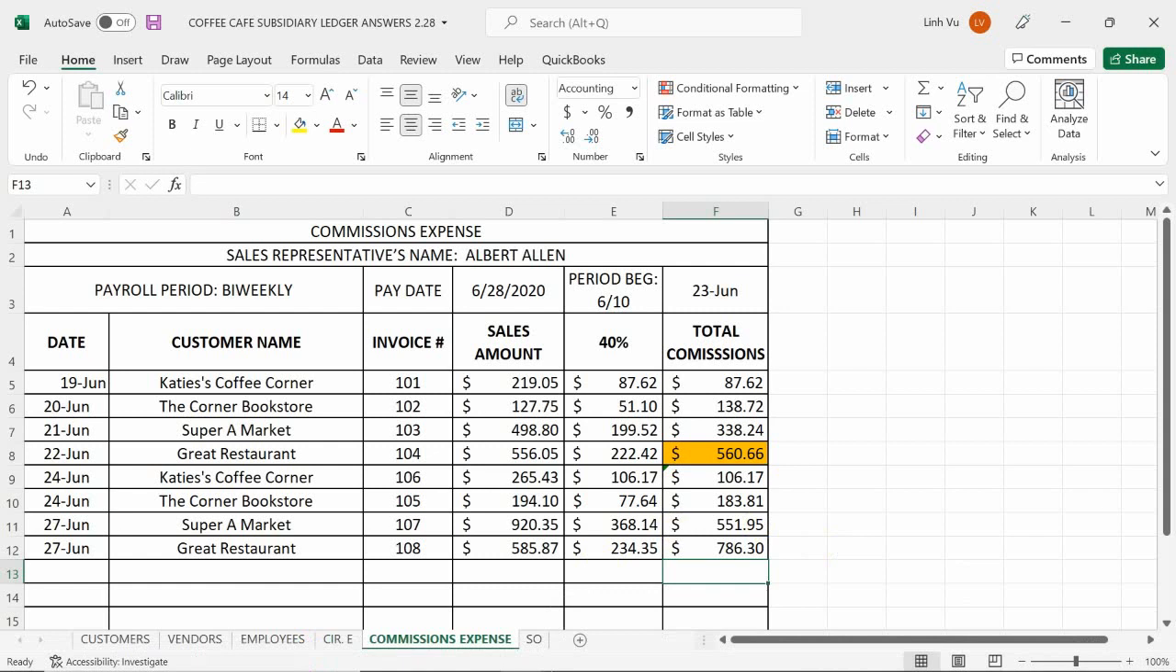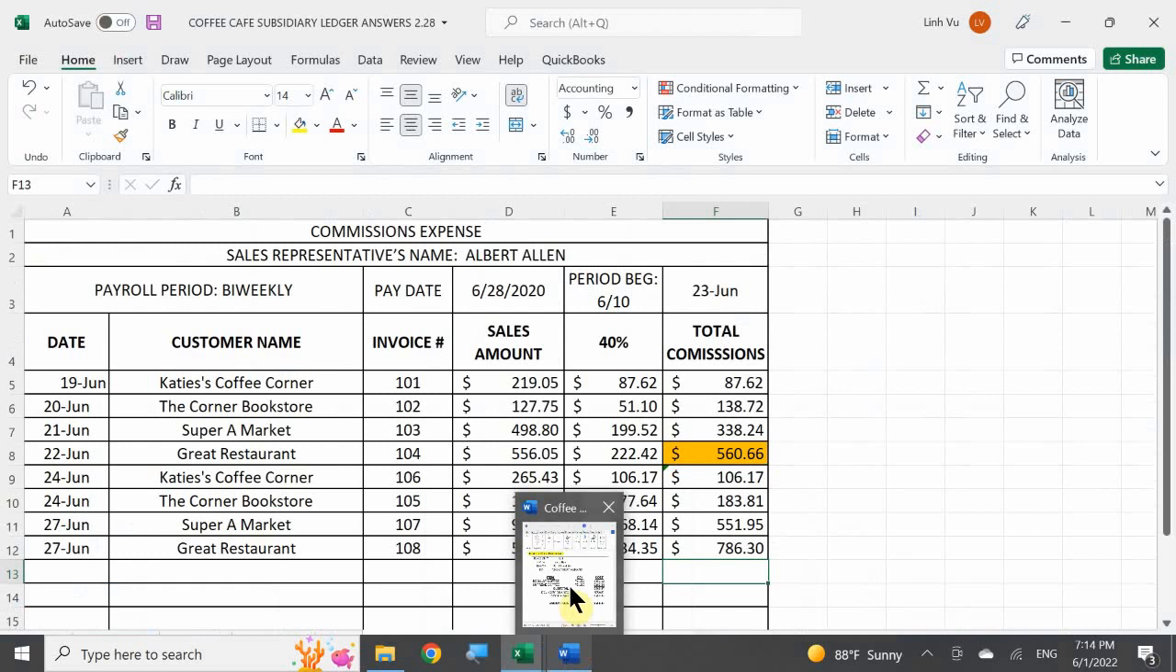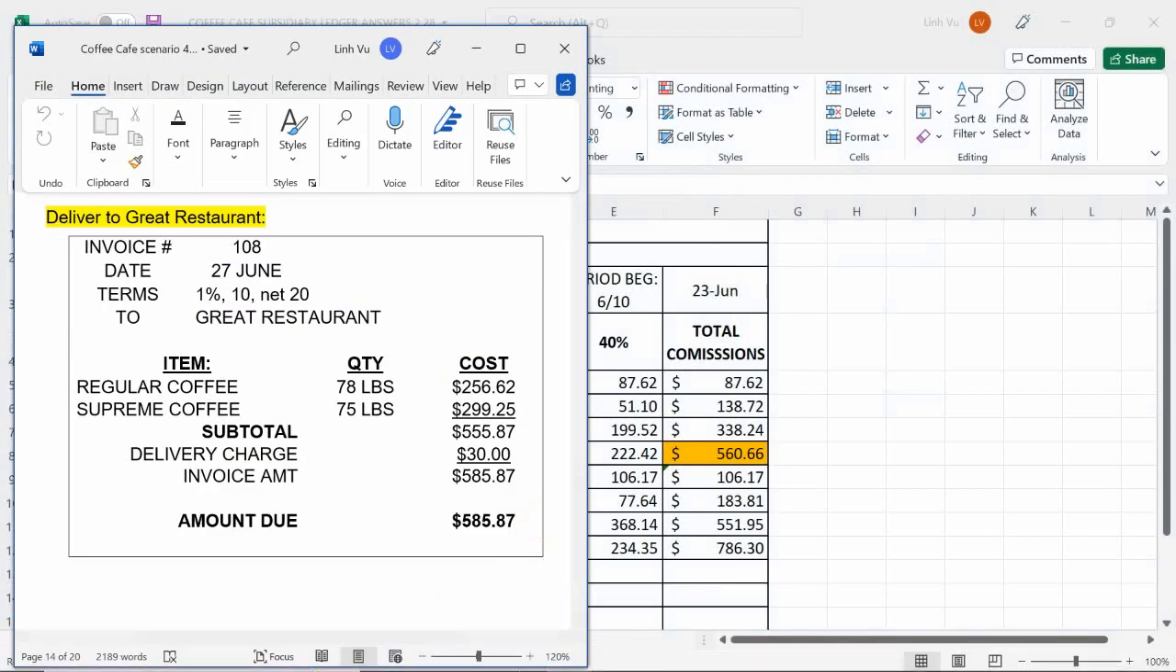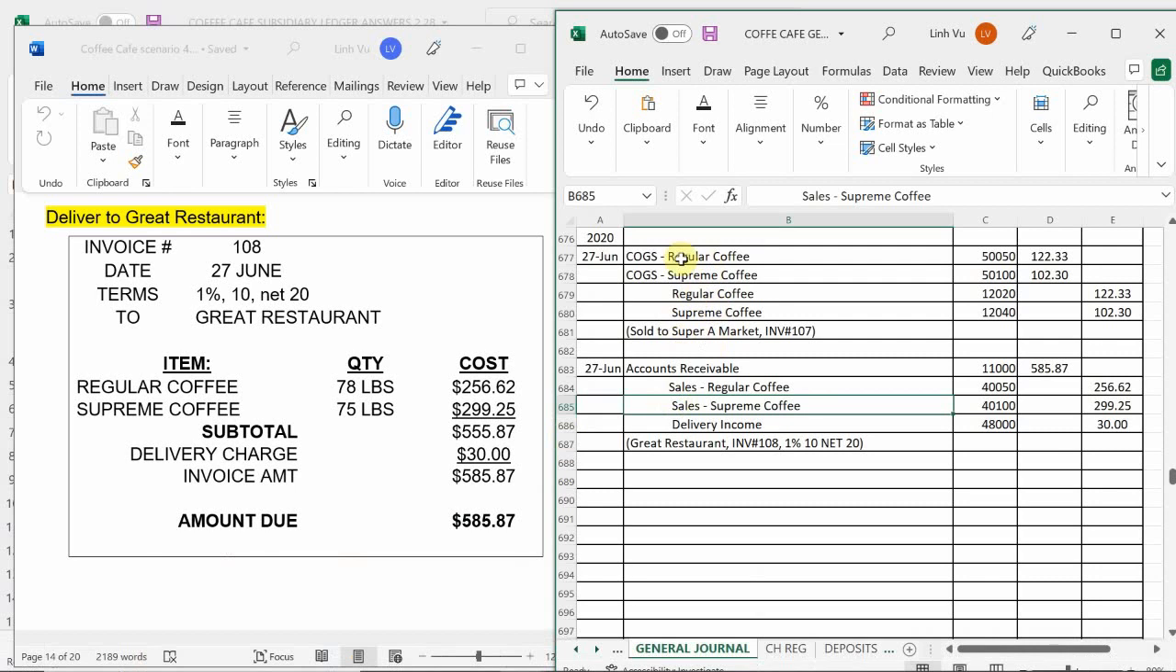All right, let's keep on going. Now that we updated the subsidiary ledger and calculated Albert's commissions, we need to update our inventory because we ended up selling all of this inventory. So we need a cost of goods sold in order to update our inventory.